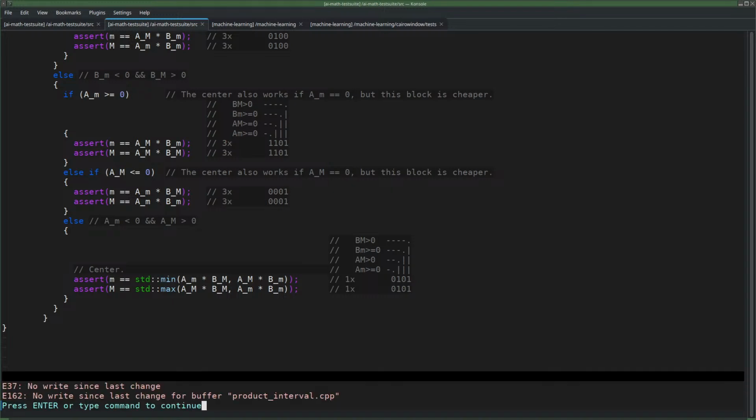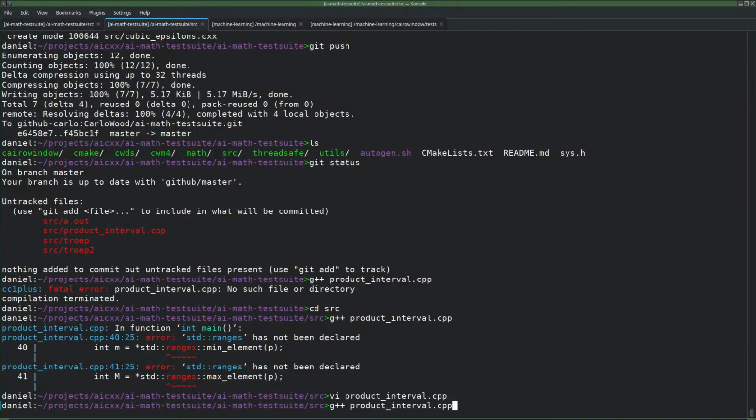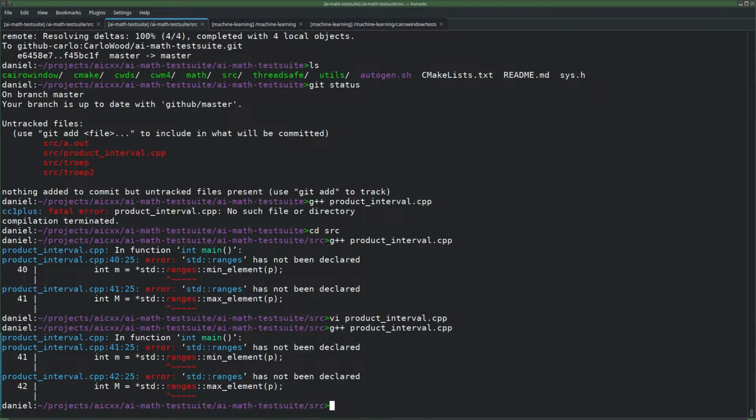Anyway, did I change something? Oh yeah, I added ranges. Oh fuck, it's just a standard.